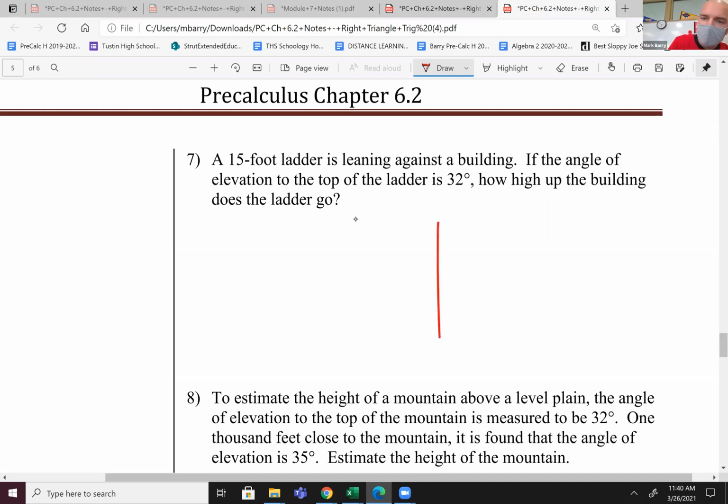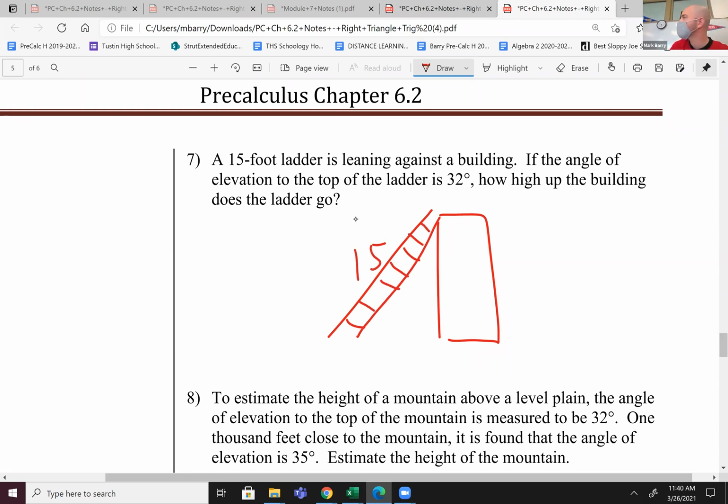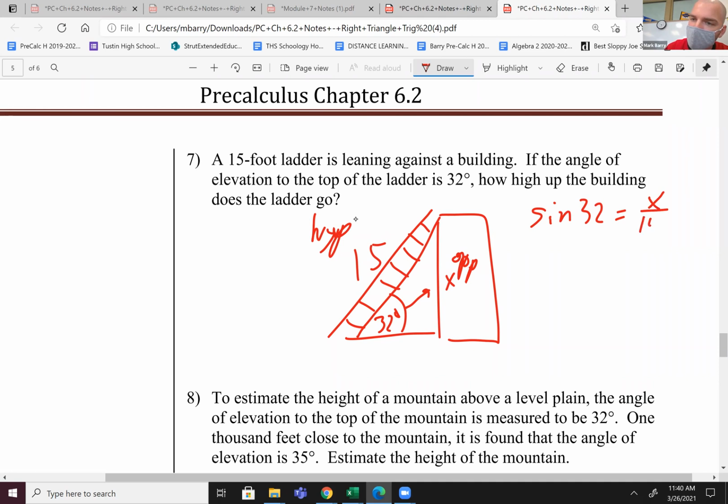So we have a building here. And then we draw the ladder. They say the ladder is 15 foot, and we know the angle of elevation is 32 degrees. They want to know how high the ladder goes up the building. So you can see here, we want to know about opposite, and we know the hypotenuse in this case. Since we're dealing with opposite and hypotenuse, we are going to use sine here. So sine 32 equals x over 15.